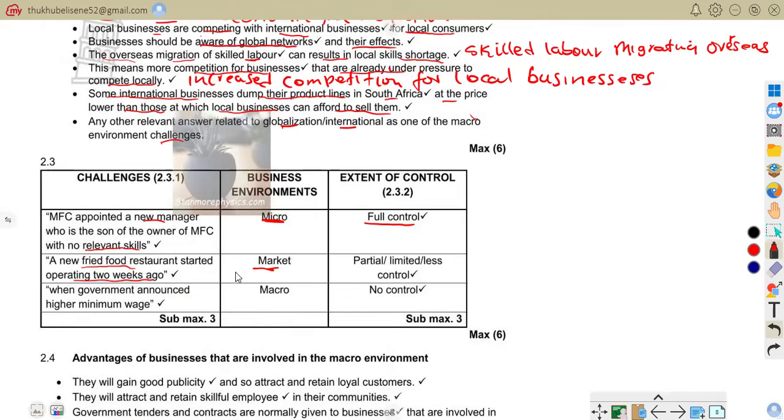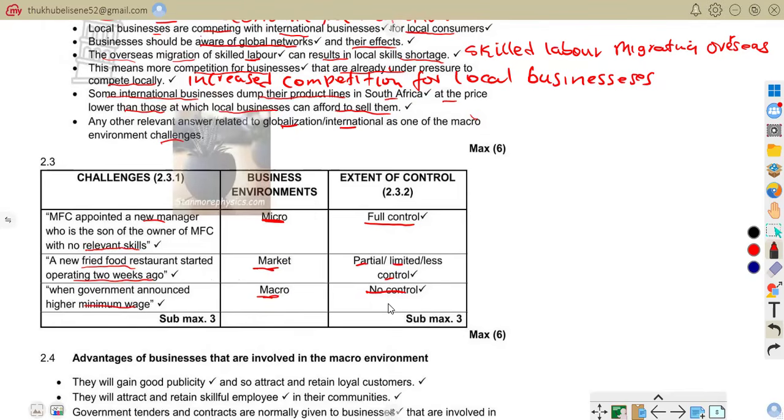So this is a challenge now, which is a market. In this one, the business has partial, limited, or less control because they can influence customers to buy from them. They can come up with quality products that can lead customers not to go to the business that has just operated nearby. That is why we're saying they have partial, limited, or less control. When government announces a high minimum wage, this one is under the macro environment. We cannot change that as a business. We cannot change the government laws. That is why we have no control. Hope we are together on that.